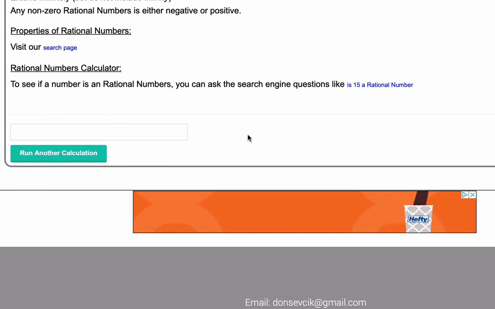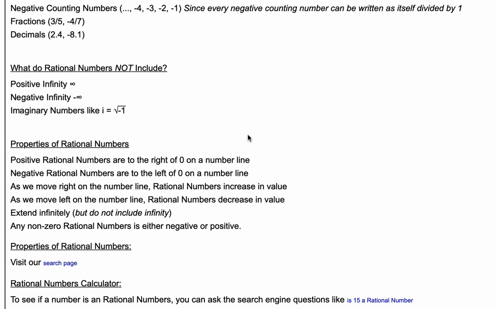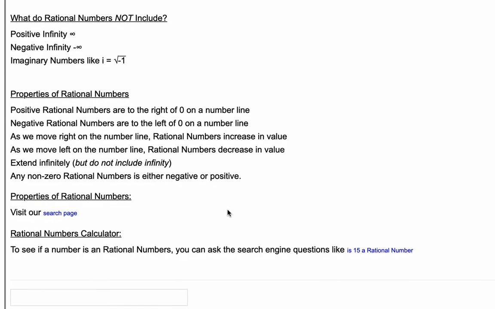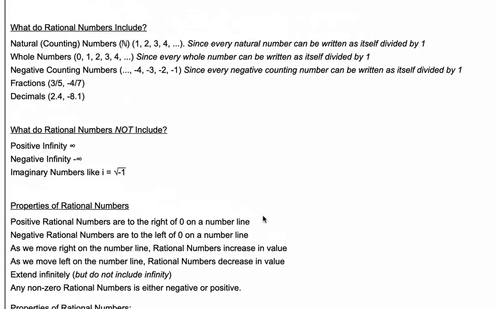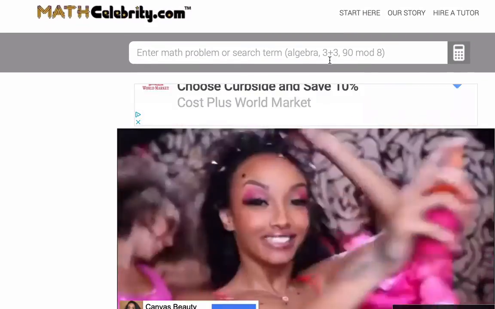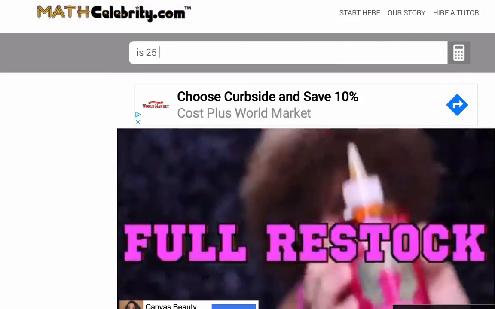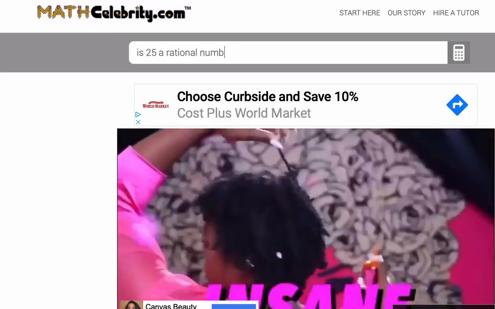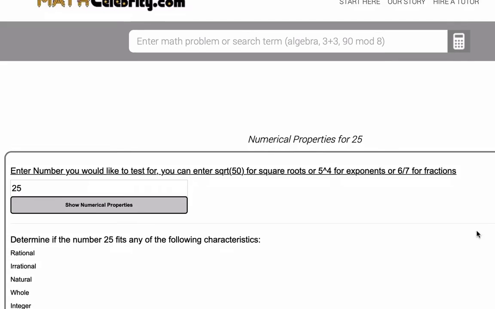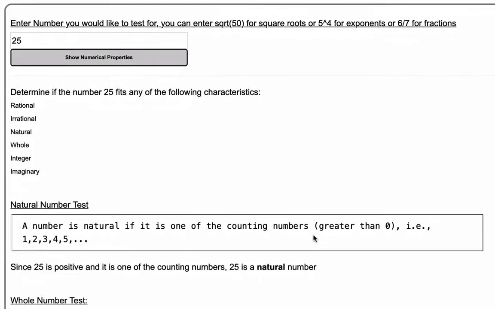And finally, what I promised you at the beginning of the video, I'm going to give you a split-second way to check if any number is a rational number. So if you're on our calculator, and again, I'm going to put this link in the description, you can either use this box or you can go to the top and you can type something like "is 15 or 25 a rational number," and click return, and it will show you all the tests we do on these numbers.